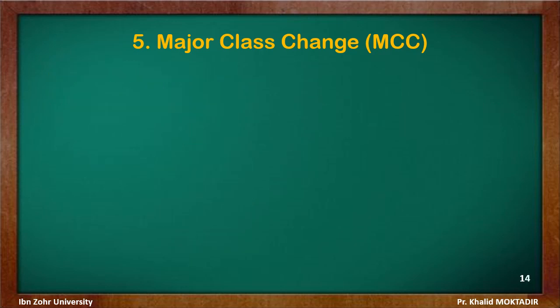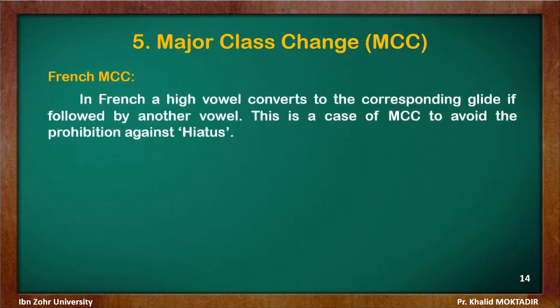Another example on major class change we pick up from French. In French, a high vowel converts to the corresponding glide. That is, I becomes Y, U becomes W, and U becomes U. That's what we mean by a high vowel converts to the corresponding glide. If this high vowel is followed by another vowel, this is a case of major class change. It takes place to avoid the prohibition against hiatus. Look at the examples.